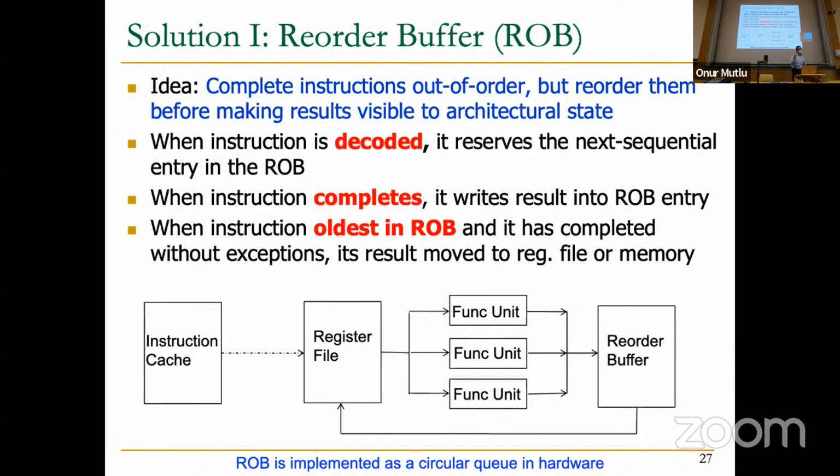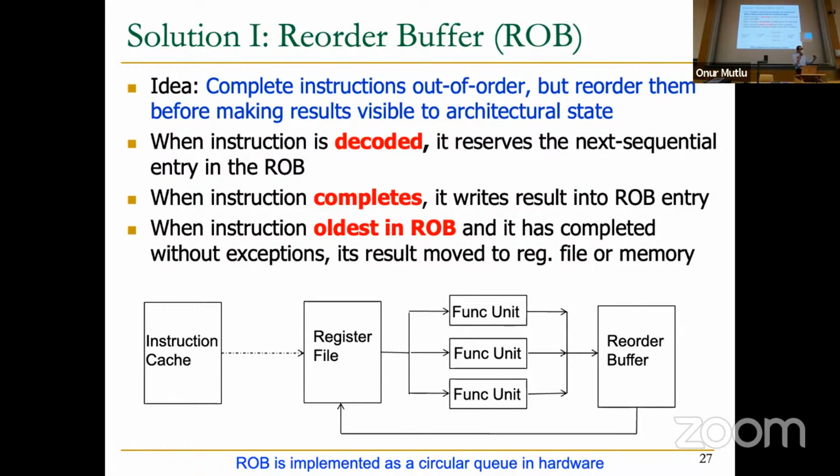When an instruction is the oldest in the reorder buffer and is completed without exceptions, its result is moved to the register file or memory. We're not going to talk about memory as much, but it's very similar. So basically, every cycle the reorder buffer checks what is the oldest instruction in the machine, and then looks at that entry of the oldest instruction. Did it cause an exception? If it caused an exception, it basically does what we discussed. It jumps into the exception handler, as we discussed.